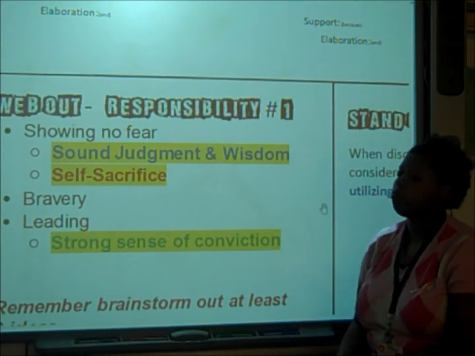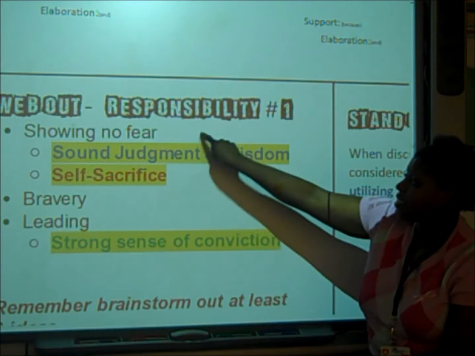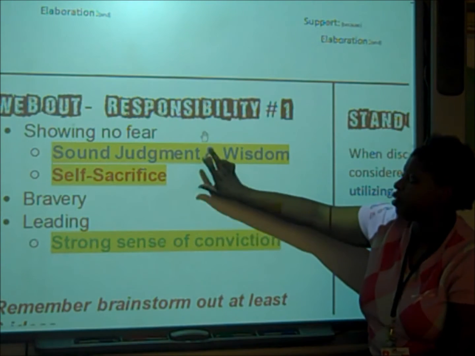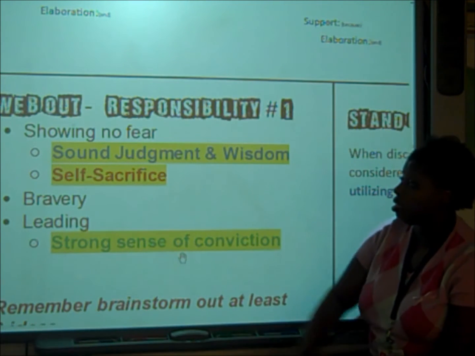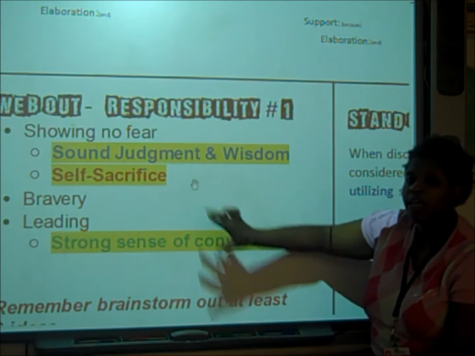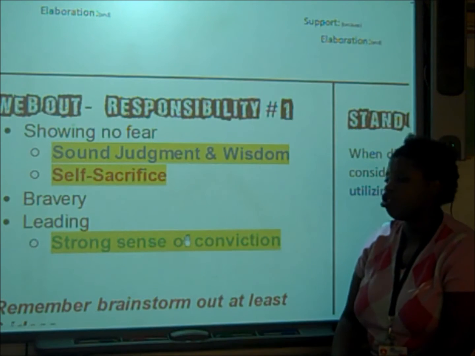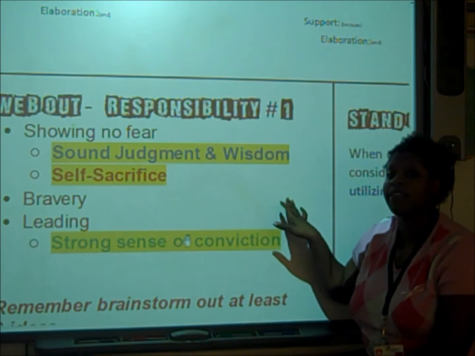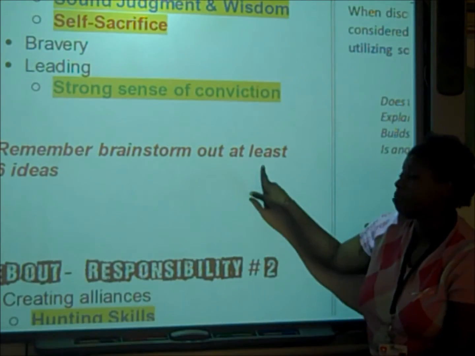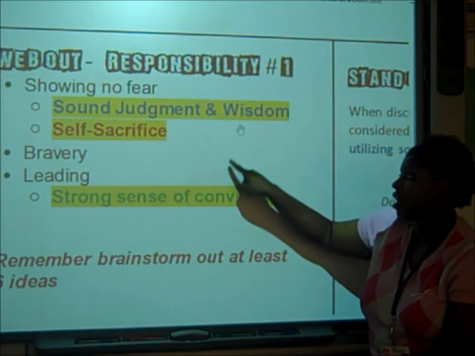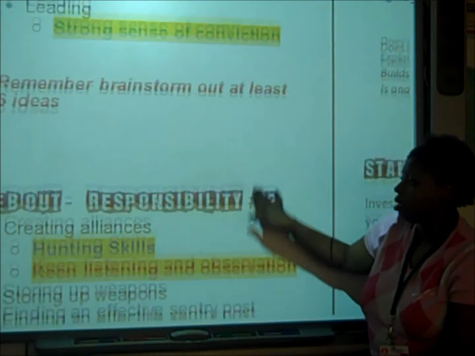The web out. I have my 6 ideas. I webbed showing no fear, and then 3, 4, 5, and 6. I decided to do sound judgment and wisdom, self-sacrifice, and a strong sense of conviction. Those are my definitions of courage. Remember, you want to brainstorm 6 ideas so you can have 3 to choose from.